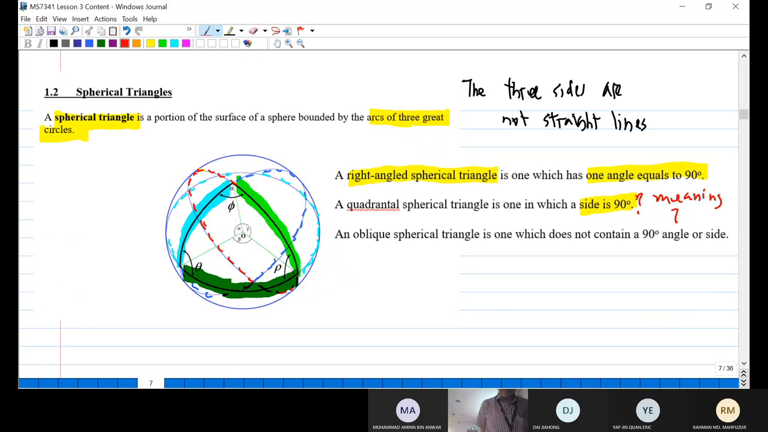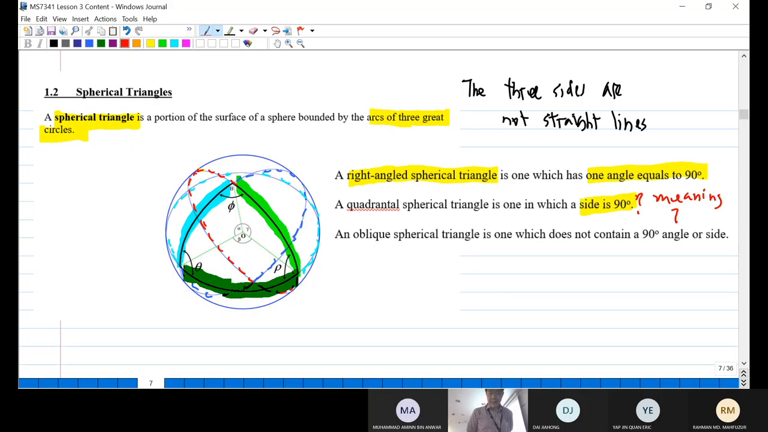Now let's try to figure out spherical triangles here. A spherical triangle, you can see that you draw a triangle on the surface of a sphere. It's a triangle formed by three great circles. So each of them is a great circle here. You can see three color coded, one blue, one green, one red, okay?